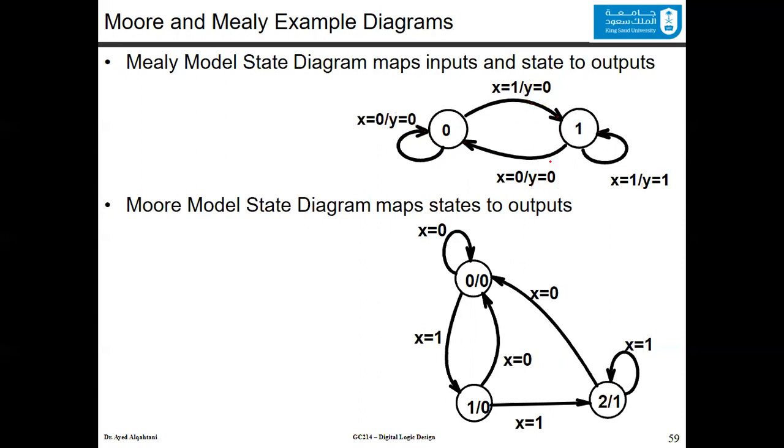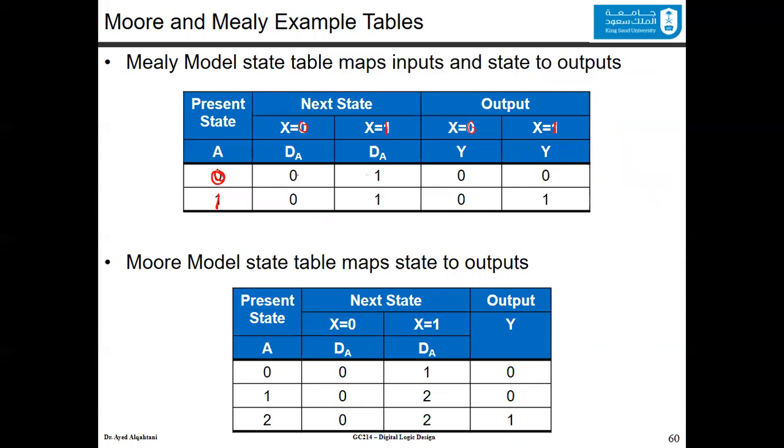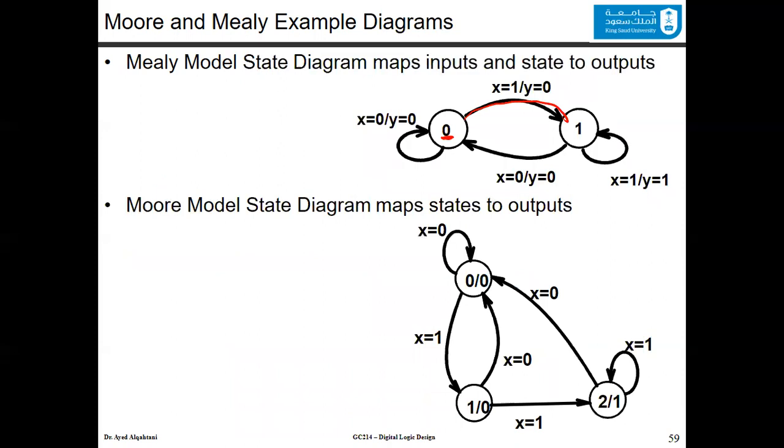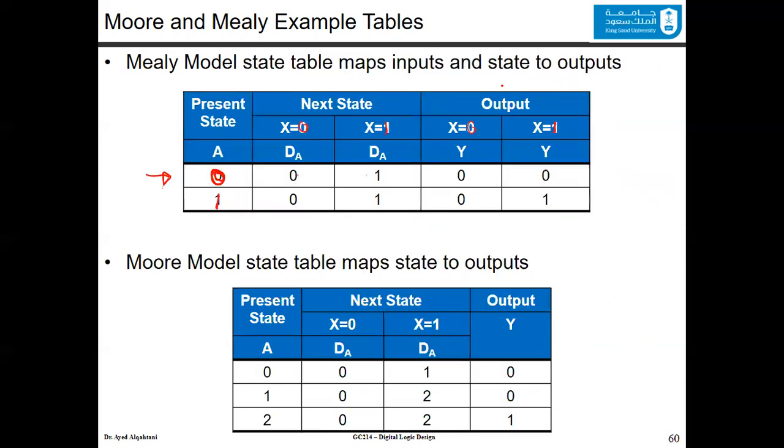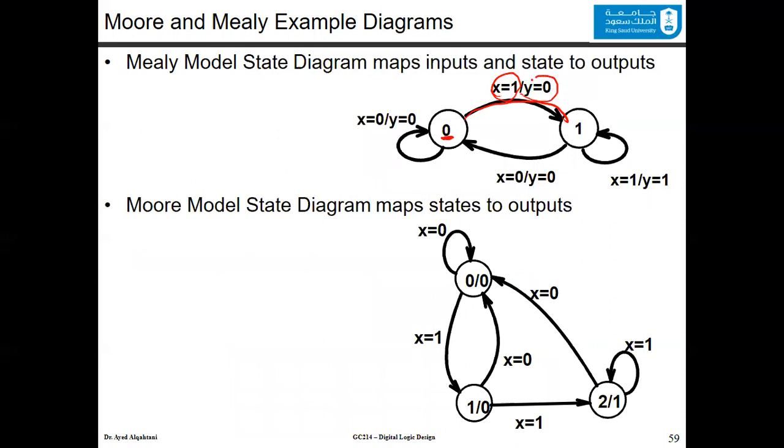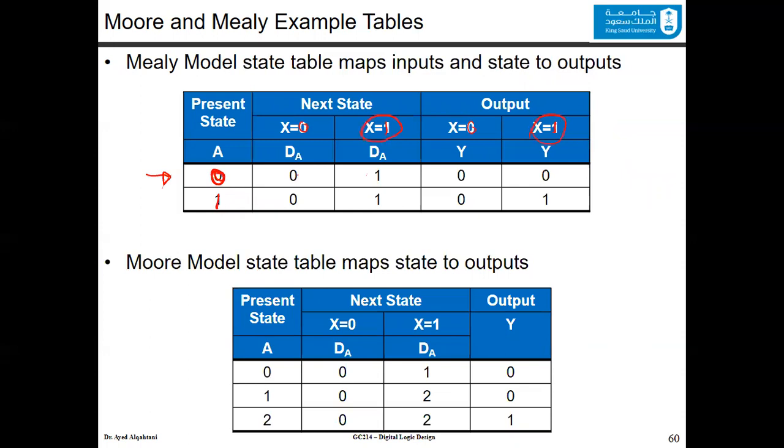Let's check this arc, for example. This says that if the current state is 0, where is the current state 0? This is the current state 0, so we're talking about this row. If the input is equal to 1, so we're talking about this column, then the output is equal to 0, and the next state is going to be 1. And you fill it this way. Similarly here. But the main point of this slide is the difference between Moore and Mealy: since there are inputs in the output column, this is Mealy. No inputs, this is Moore.